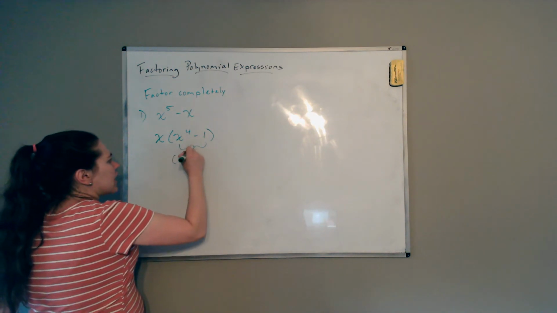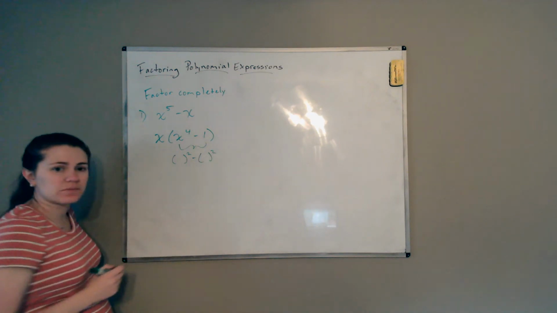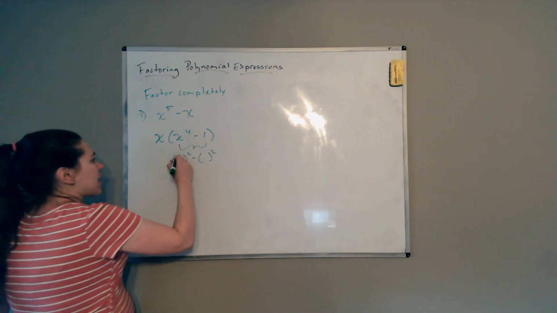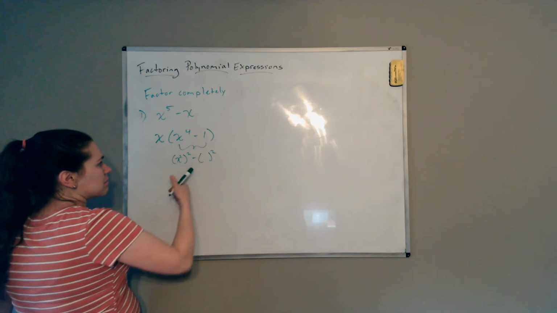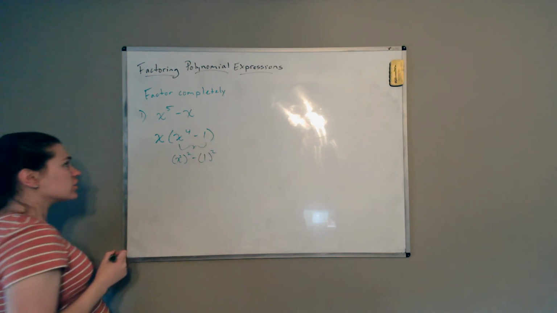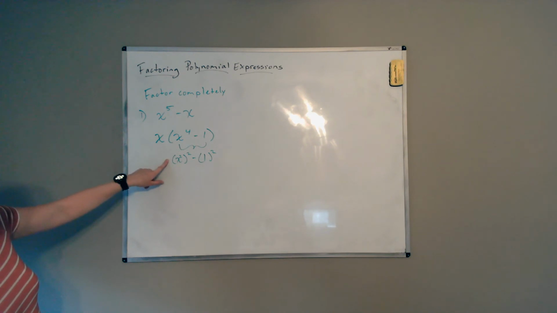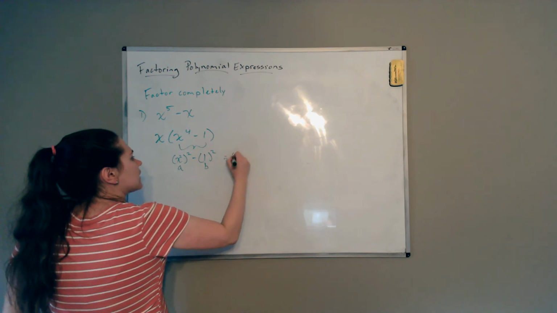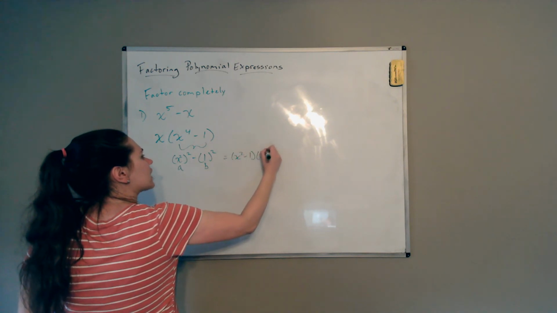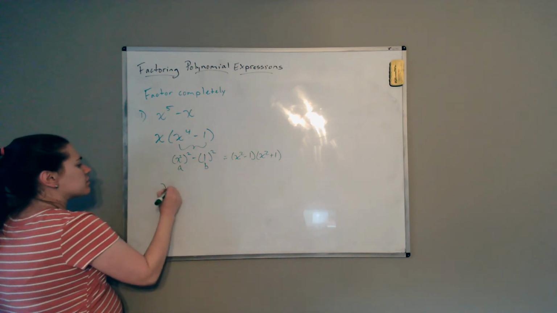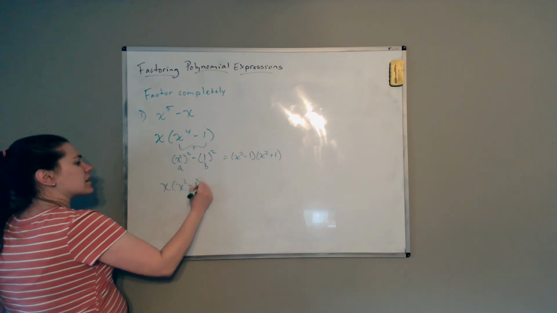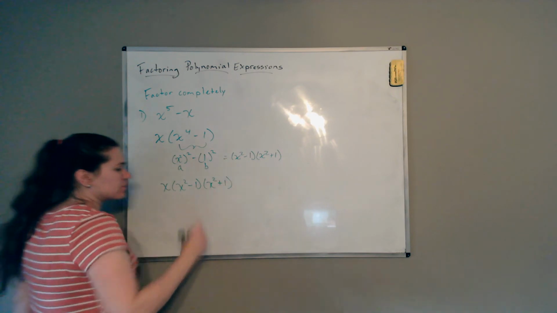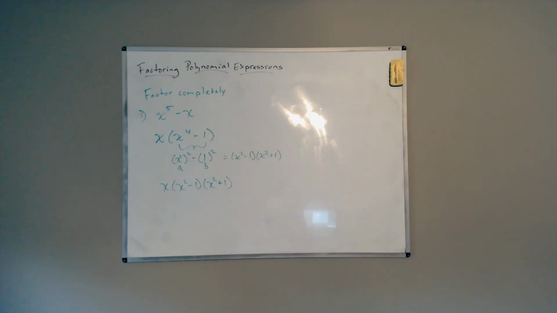So let's check. Can we write this as the difference of 2 squares? X to the 4th is the same as x squared to the 2nd, minus 1 is 1 squared. So were we able to write this as a difference of 2 squares? Yes, that means that this factors to be x squared minus 1 times x squared plus 1. So this becomes now x times x squared minus 1 times x squared plus 1. So we just factored down x to the 4th minus 1, but that does not mean we just stop. We now need to look.